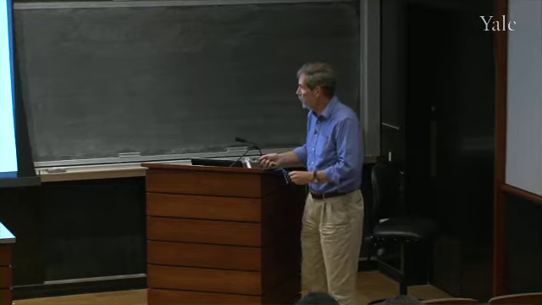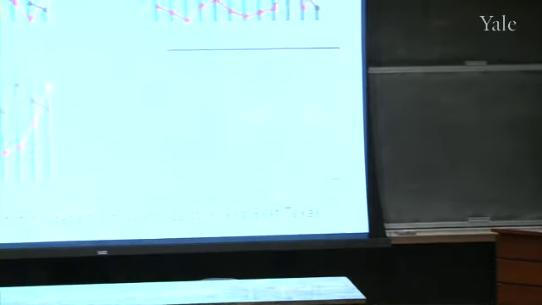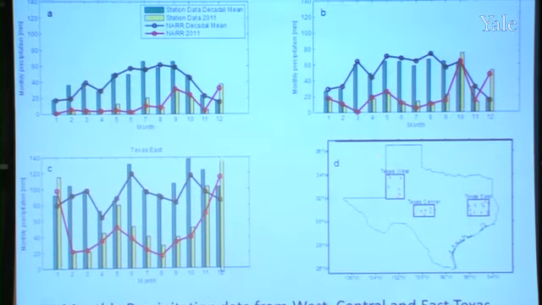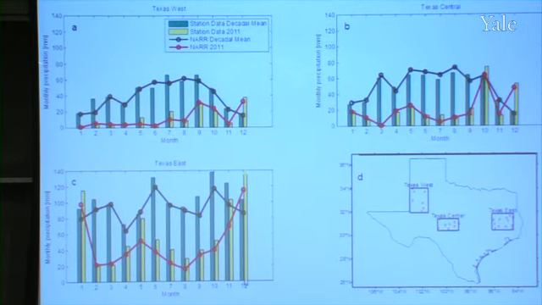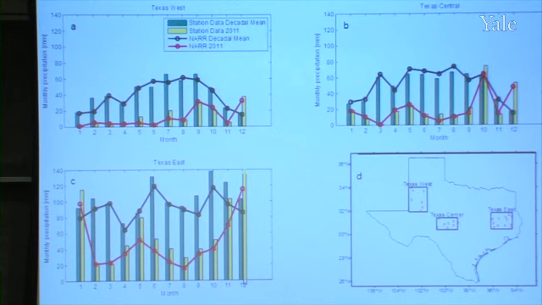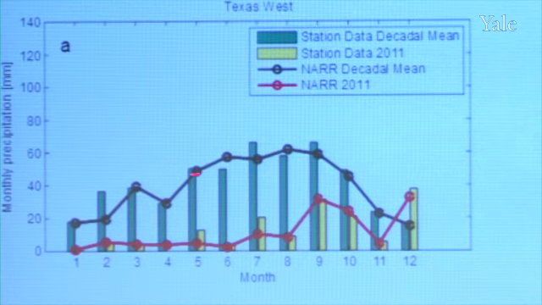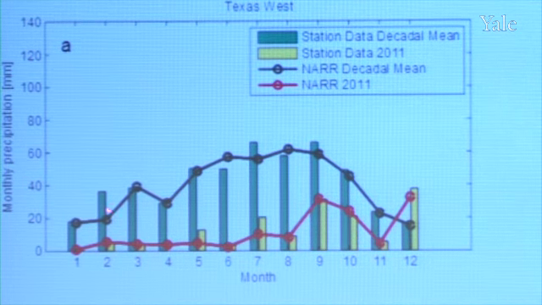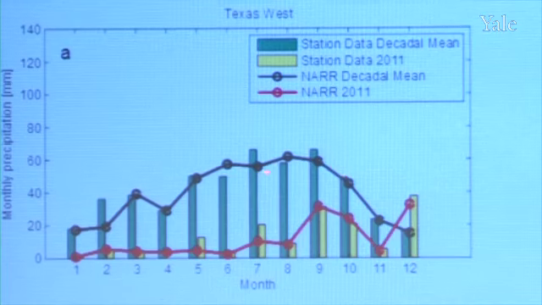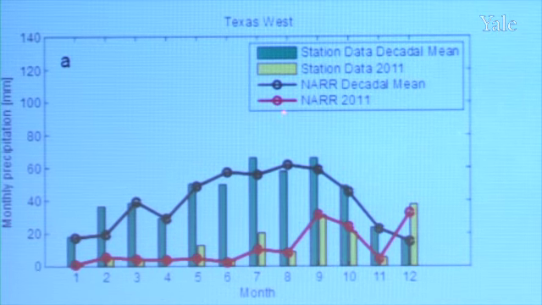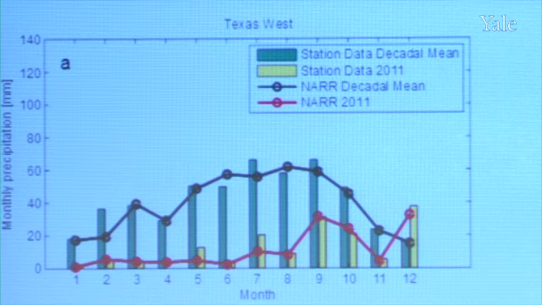A bit of precip data, just to set the stage. So we've looked at these 3 regions here in Texas: West Texas, Central Texas, and Eastern Texas. Here's the rainfall data for West Texas. 4 data sets are shown. The black symbols are the so-called reanalysis data for that particular region of Texas for a normal year. The red is the same reanalysis data for the year 2011. You see there really was a strong precipitation deficit in that year.